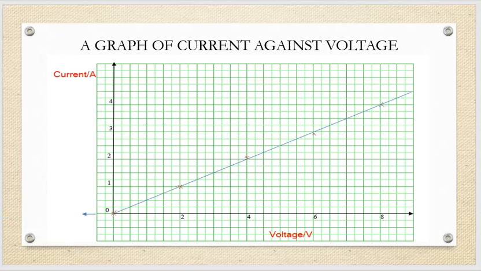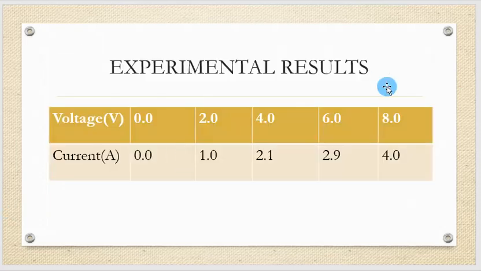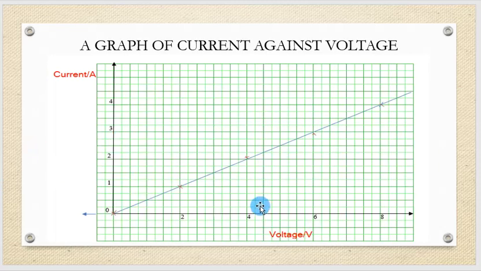And then the last point is a voltage of 8.0 and a current of 4.0. Remember, voltage is in volts and current is in amps. So when you are plotting a graph, ensure that your axes are well labeled according to the way the table is indicating. If the table is saying voltage in V, current in A, meaning voltage in volts, current in amps, also ensure that you label your axes in that manner. So our last point is when the voltage is 8 and the current is 4.0.